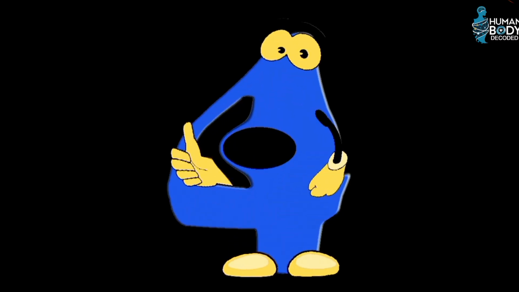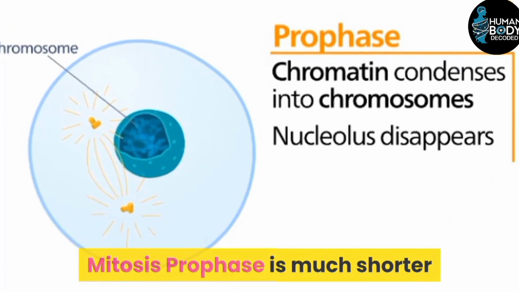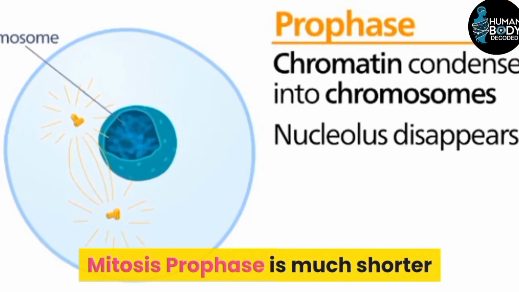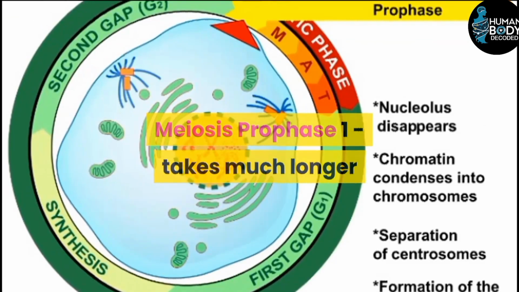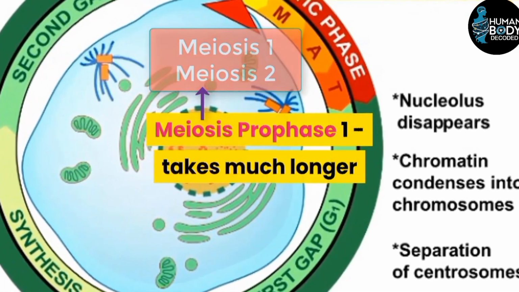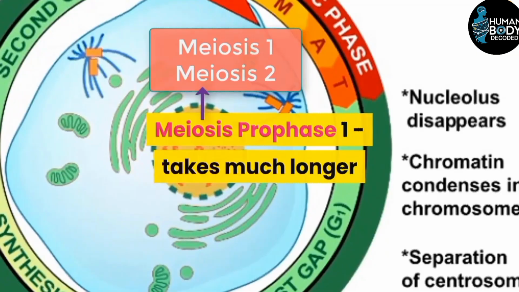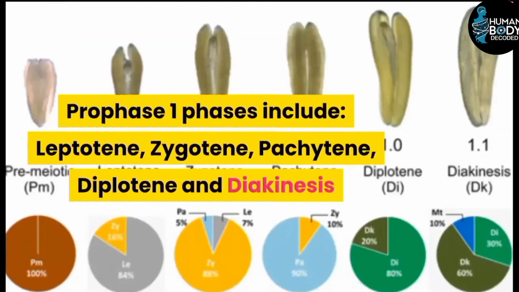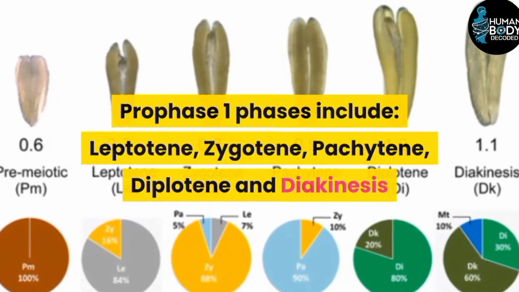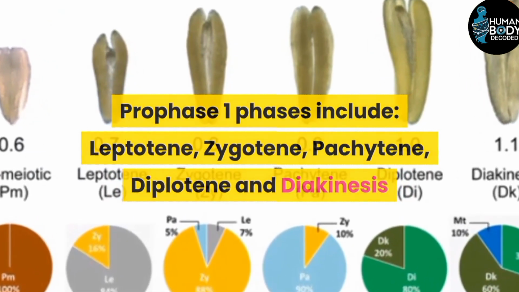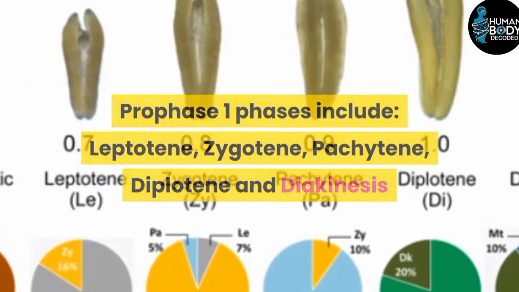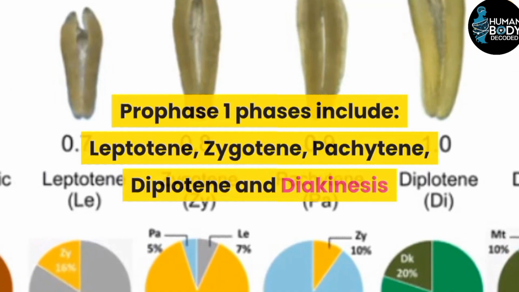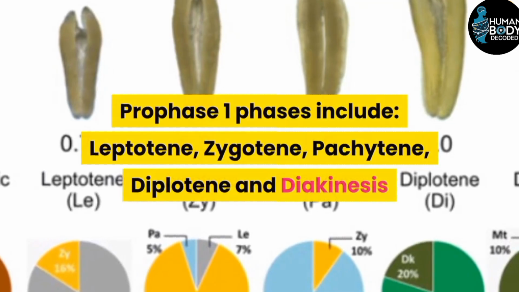Difference number 4. In mitosis, the prophase stage, the first stage of cell division, is short and ends quickly. But in meiosis, the prophase of meiosis I, called prophase I, lasts much longer because it has 5 substages. 1. Leptotene. 2. Zygotene. 3. Pachytene. 4. Diplotene. 5. Diakinesis.